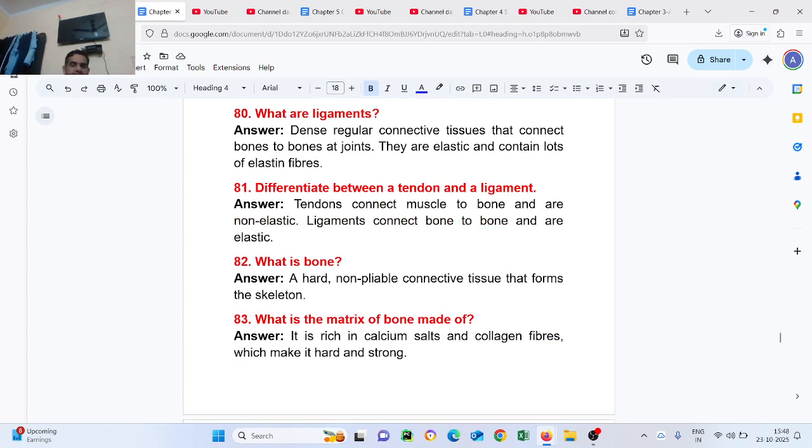Question number 82. What is bone? A hard, non-malleable connective tissue that forms the skeleton is called bone.